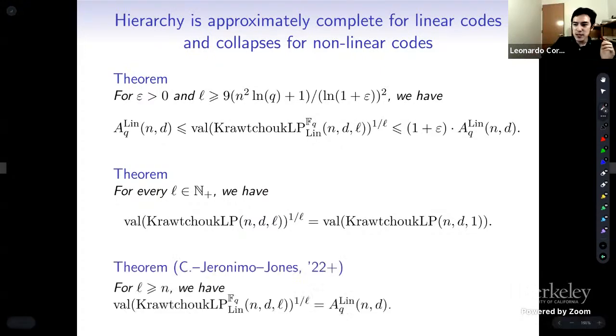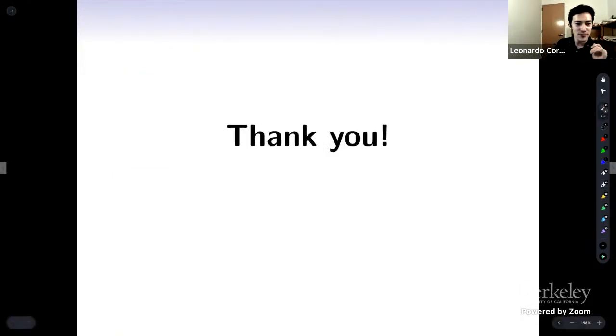And let me finish by saying that even though it's not in the paper that was submitted here, now we have an even more complicated proof that shows that the hierarchy is actually complete not by level n squared, but by level n. And it's not even approximately complete, it's precisely complete. It finds the correct value of the best possible code. And that's all that I had to say. Thank you.